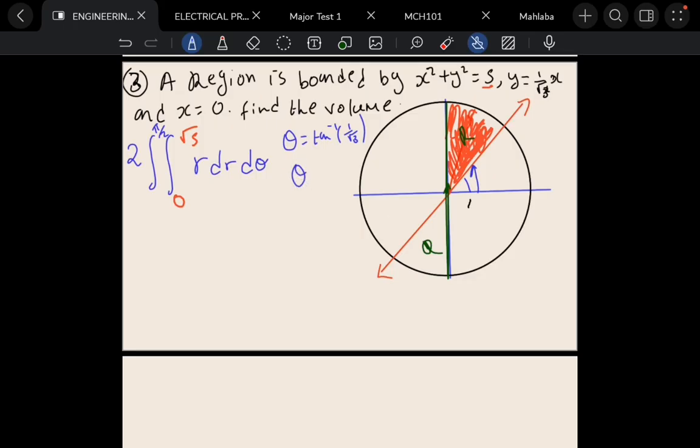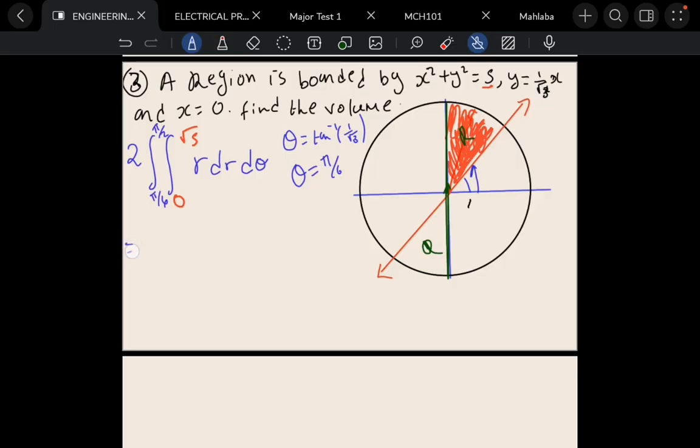What is the answer to this? If you say shift arctangent 1 divided by root 3, what do you get? We get pi over 6. Yes, it's pi over 6. So your minimum angle here is just pi over 6.